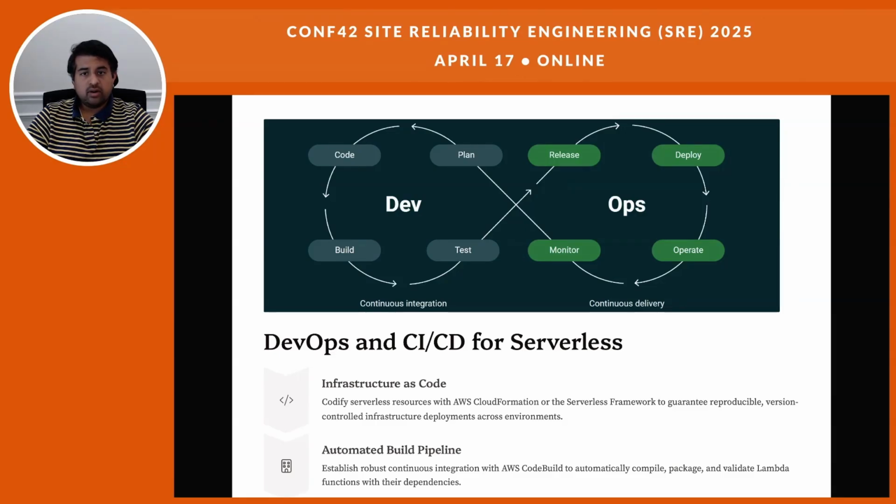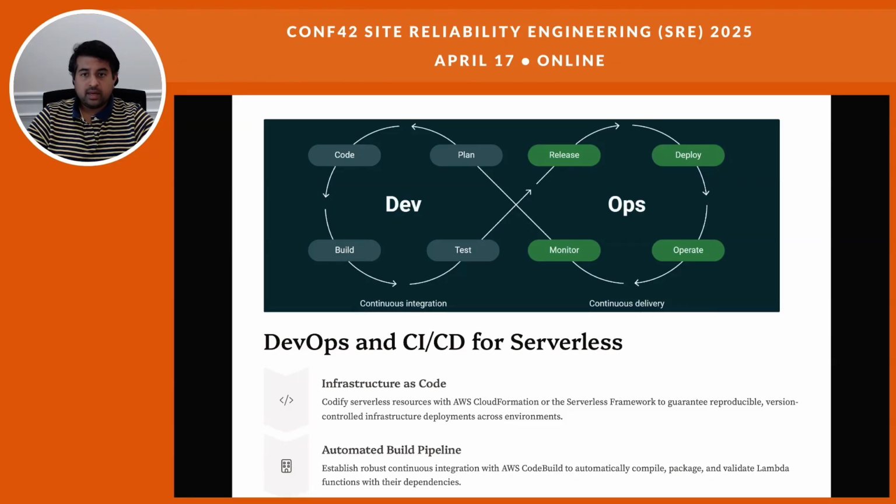Infrastructure as code: codify serverless resources with AWS CloudFormation or the Serverless Framework to guarantee reproducible, version-controlled infrastructure deployment across environments. It reduces manual intervention errors by 60 to 70% and accelerates environment provisioning by 50 to 60%. Version controlling IaC templates with Git ensures auditability and enables rollbacks, reducing recovery time by up to 30%.